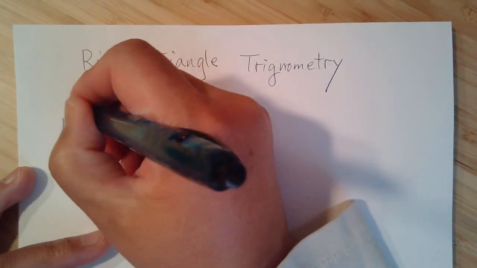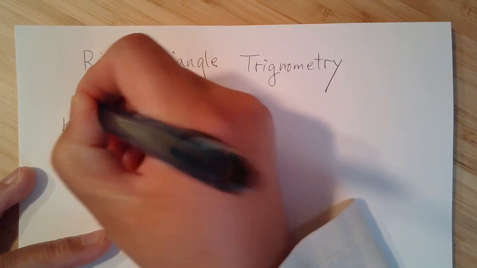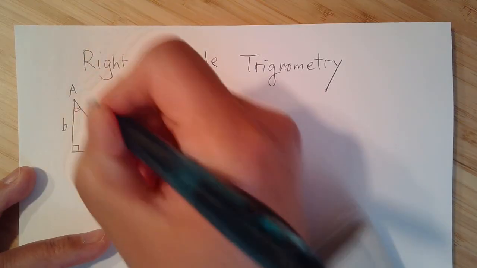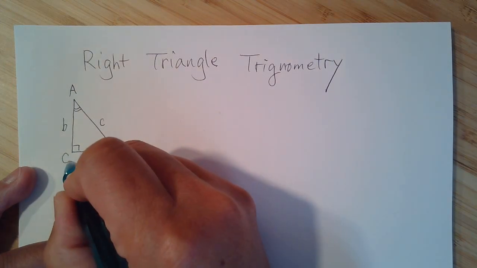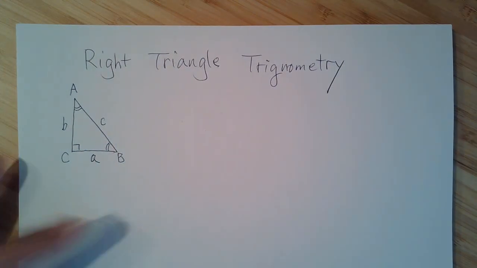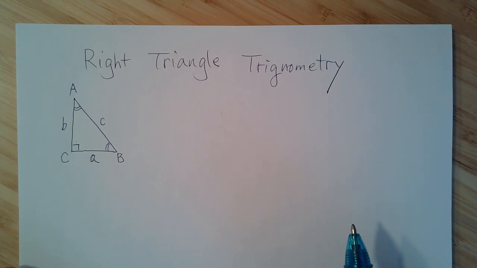And also we use capital letters to show the angle. So we show this is A, this is B, and here it's C. All right, so that's the general expression that we use to show this right triangle.